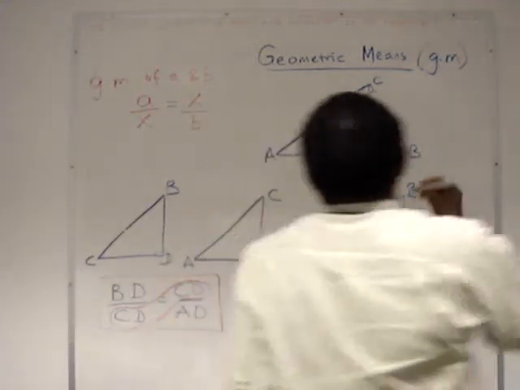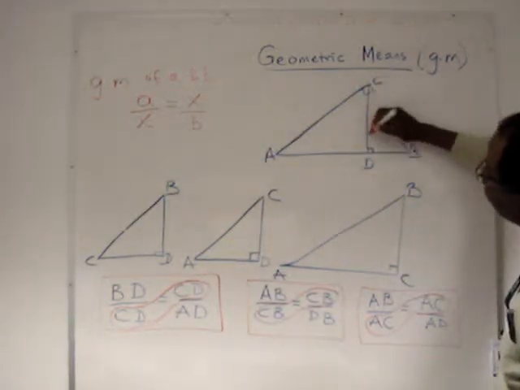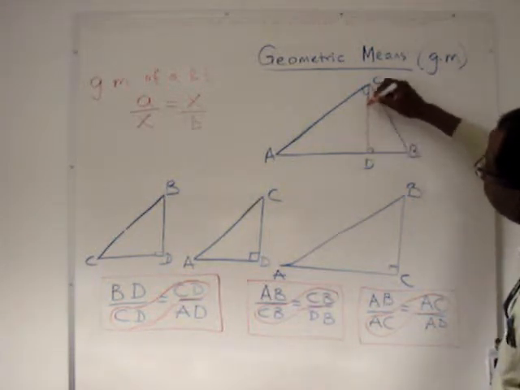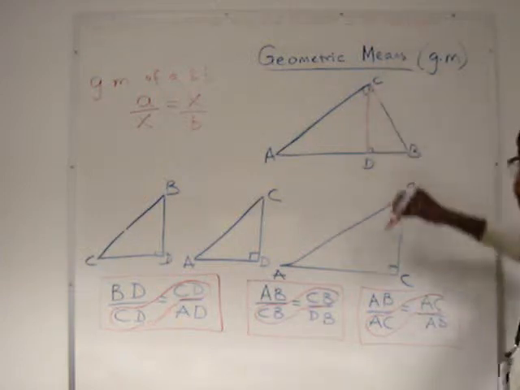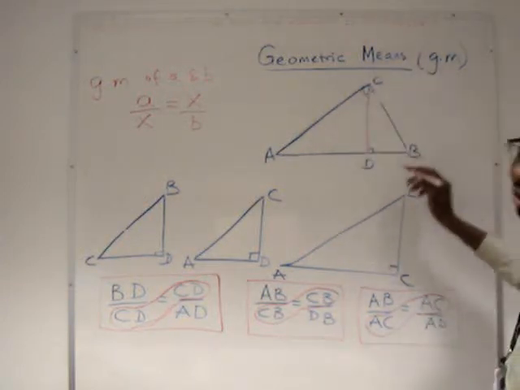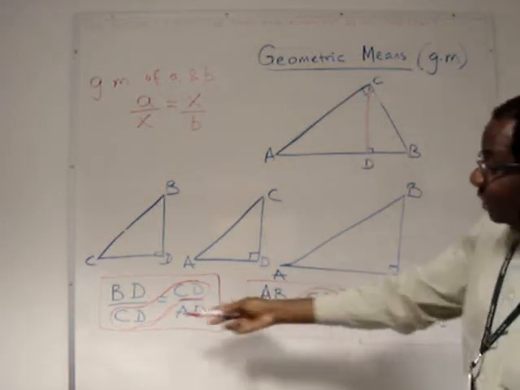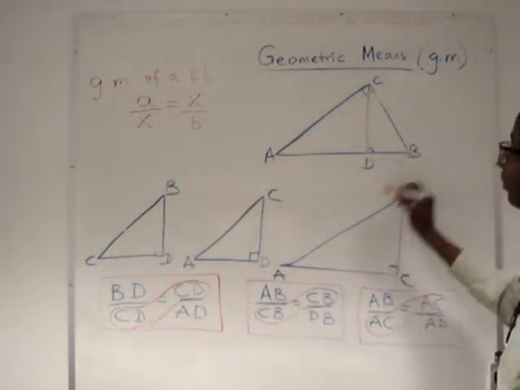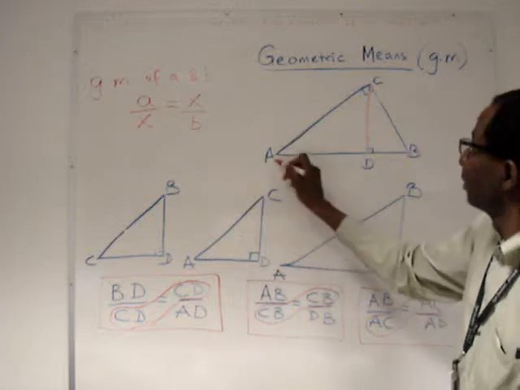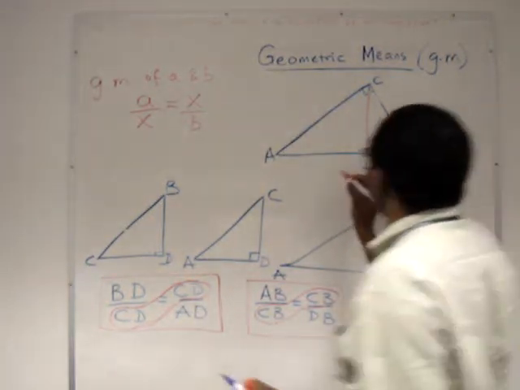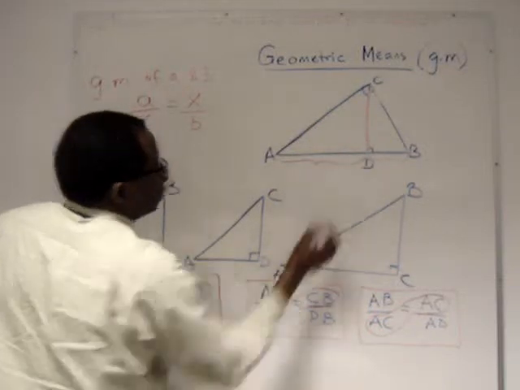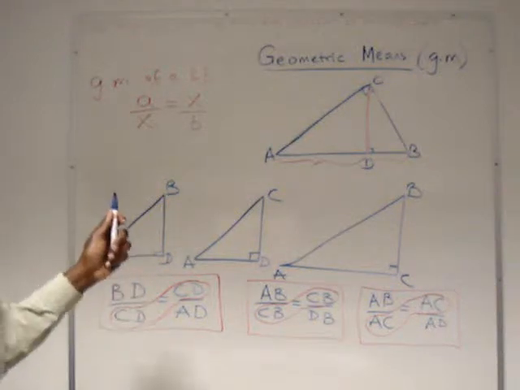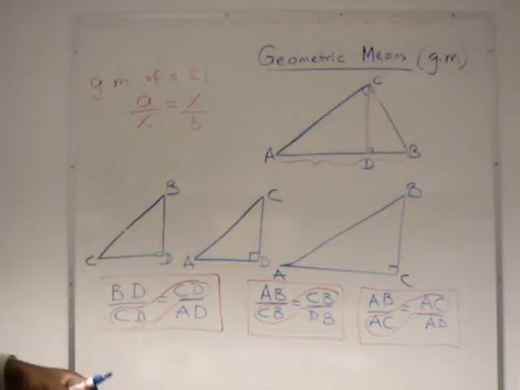So let's come and look at it. So CD, which is that, remember CD is the altitude that we drew to create this scenario, CD. Now CD is the geometric mean of BD and AD. Okay? So this is what they call the altitude theorem, the geometric mean.